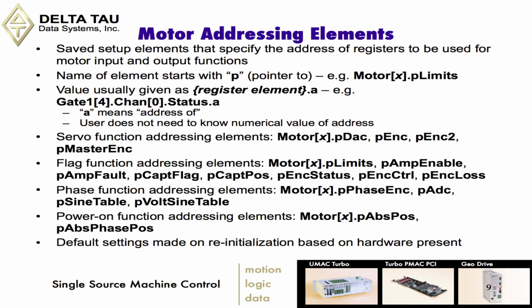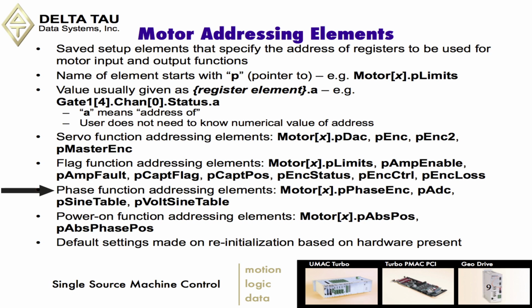Elements for the flags. So there's Motor[x].pLimits, pAmpEnable: where's the amp enable flag coming from? pAmpFault, pCapFlag: where are the capture flags coming from? pCapPause, pEncStatus: what kind of encoder is it pointing to? pEncControl, pEncLoss. So we'll talk a little bit more about these in detail in a few more slides.